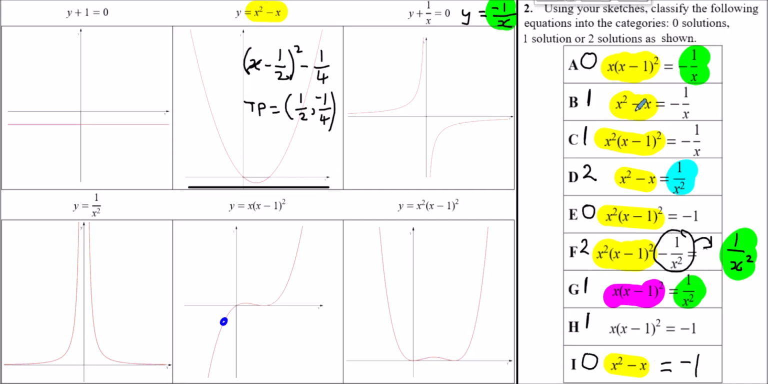So reading from A through to I, what you should have got is 0, 1, 1, 2, 0, 2, 1, 1, 0 for the numbers of solutions for these 9 equations respectively.